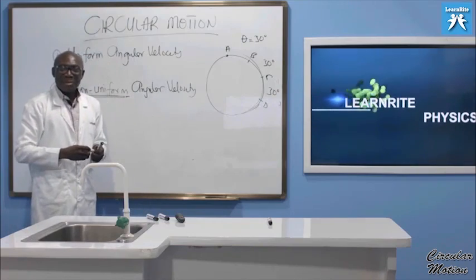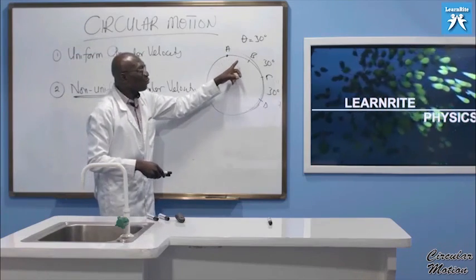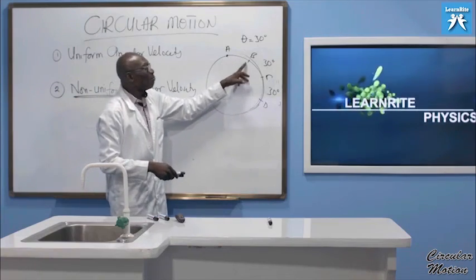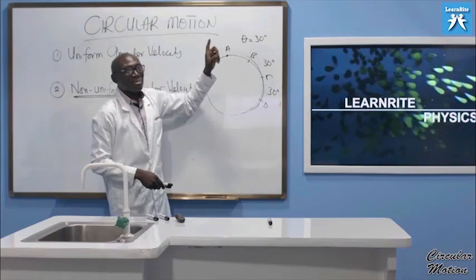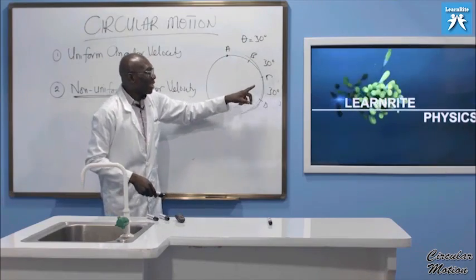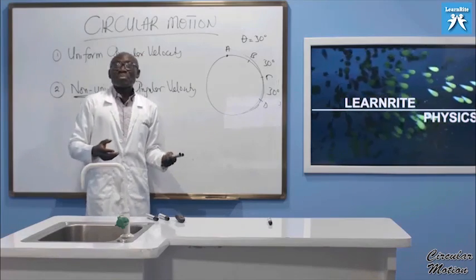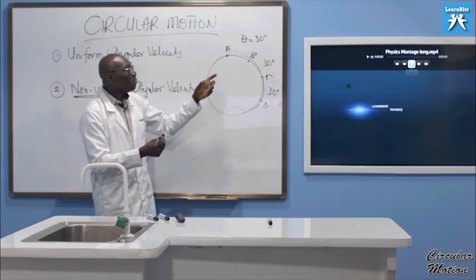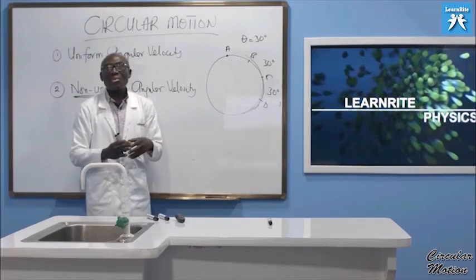Watch this carefully. A body is going along this circle from A through B, C, and finally gets to D. And between A and B, it has gone through an angular displacement of 30 degrees. Between B and C, an angular displacement of 30 degrees, and C to D, an angular displacement of 30 degrees. What it means is that the angular displacement is the same between any two successive points.